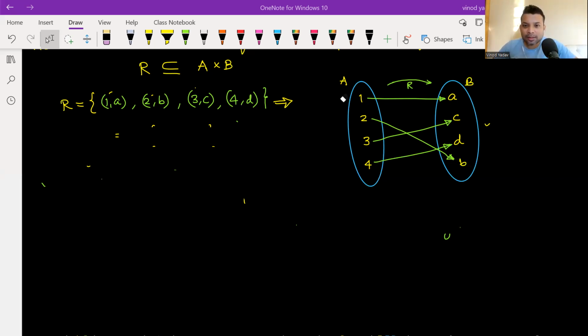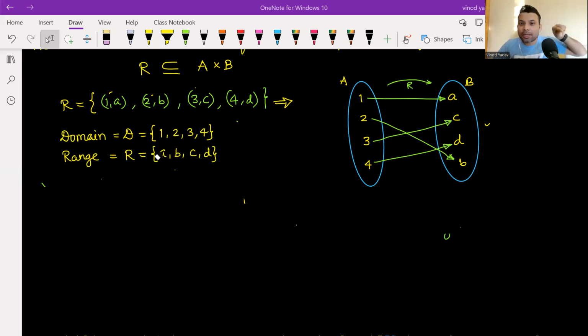Next word, domain. What do we mean by domain? The set of all the first elements in the brackets of the relation. So pick up all the first elements: 1, 2, 3, 4 form the set which is called the domain. Now range: whatever the second elements are in every bracket, the set of all the images is the range. The set of all the pre-images is the domain. The set of all the images is the range. So the first elements 1, 2, 3, 4 formed the domain, and the second elements A, B, C, D formed the range.